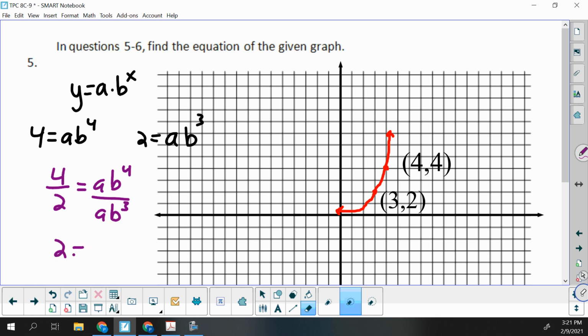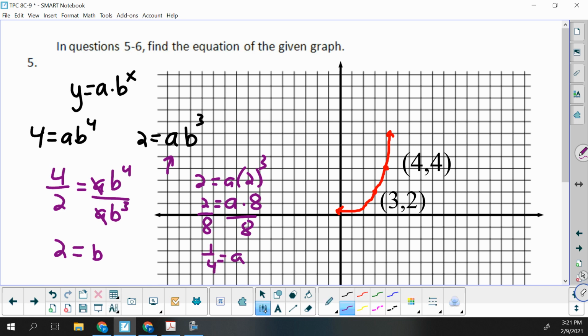4 divided by 2 gives us 2. The a's divide out. We'll end up with b to the first, which is just b. And I'm going to plug back into this one. So we'll have 2 equals a times 2 to the third. 2 times 2 times 2 is 8. And divide by 8. 2 eighths gives us 1/4 for a. We didn't have to worry about adding or subtracting anything on the end, so we just have, oops, sorry, I reversed that. We have 1/4 times 2 raised to the x.